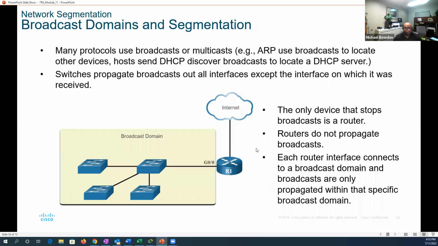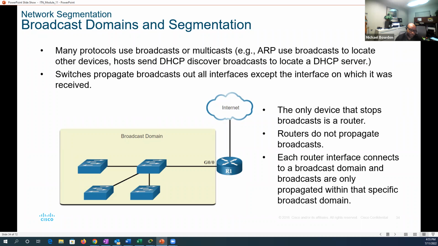Then we're looking at network segmentation. So we have what's called your broadcast domains and segmentation. So here is showing, like Michael was saying earlier, you have your routers separate broadcast domains. So it's showing here where we have 4 switches and there's 1 broadcast domain. And a lot of broadcasts, so you have some different protocols that use broadcast. And then multicast, you have ARP, you have DHCP.